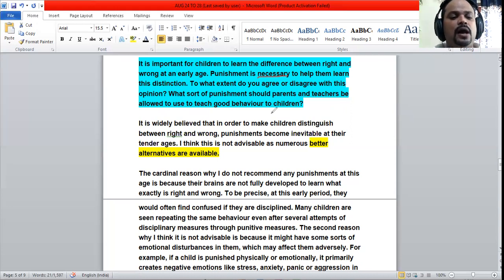This is the question. I think this is not advisable as numerous better alternatives are available. So I don't think that this is advisable. It means I am not against it. I'm not completely disagreeing. I said there are numerous alternatives available in order to make children distinguish between right and wrong. We do have many options. In this particular situation, punishments are not advisable. This is what the thesis is. The second question is not answered because I have not agreed directly.